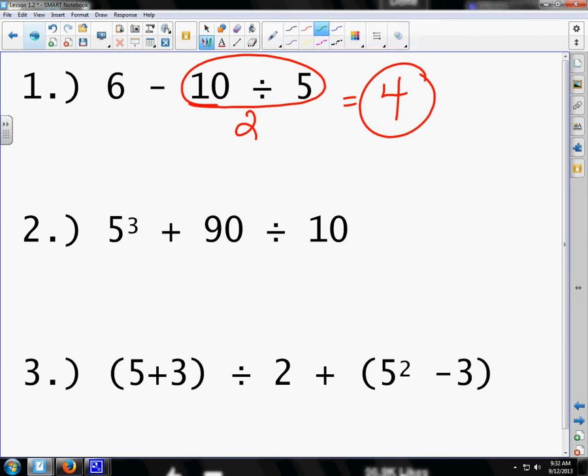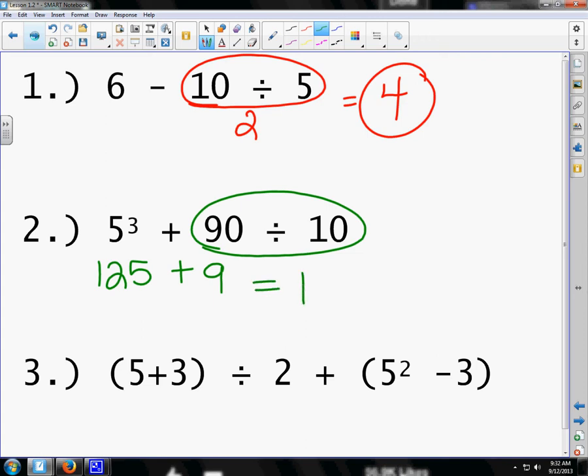Next, I have 5 to the 3rd power plus 90 divided by 10. Well, 5 to the 3rd power is an exponent, so I have to do that first. 5 times 5 is 25, times 5 is 125, plus, and then I do this, 90 divided by 10 is 9. 125 plus 9 is 134.